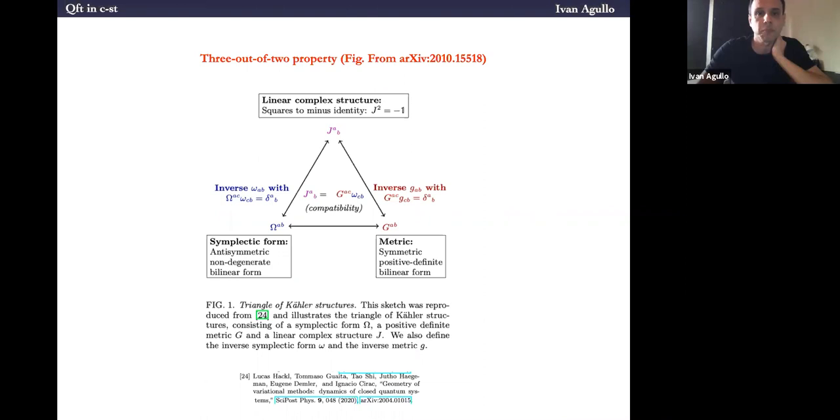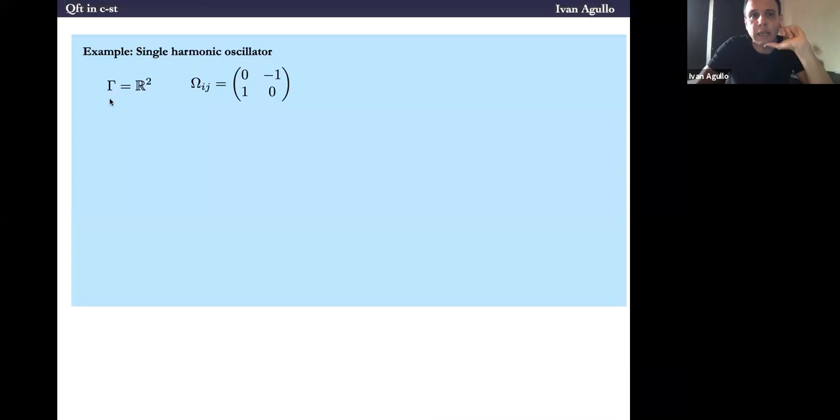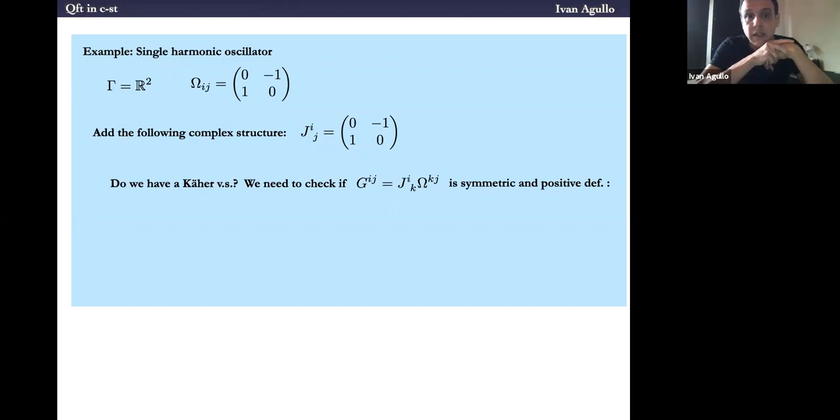Example, simple harmonic oscillator. The vector space is given by R squared. The symplectic structure is the standard symplectic. Let me add the following complex structure. You can check that this is a complex structure because it's linear and the square is minus the identity. The question is, do we have a Kähler space? Well, in order to have it, we need to check that the multiplication of J and omega gives me a symmetric and positive definite metric.